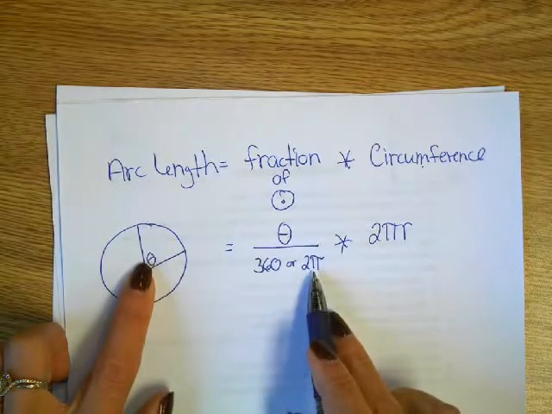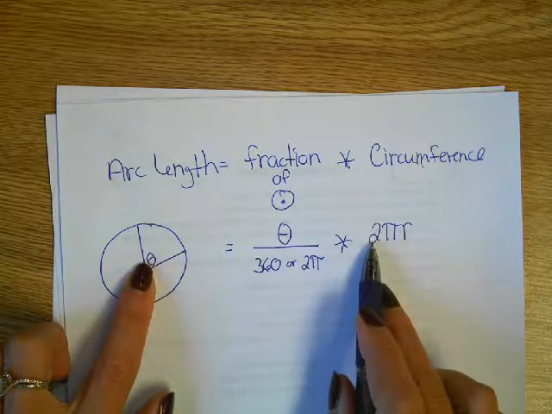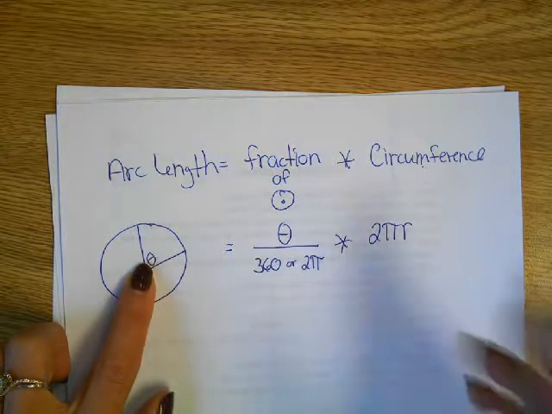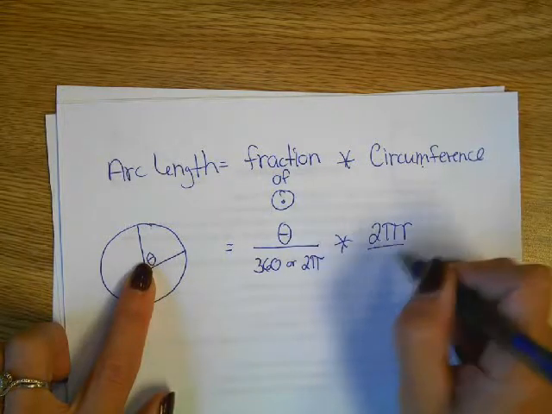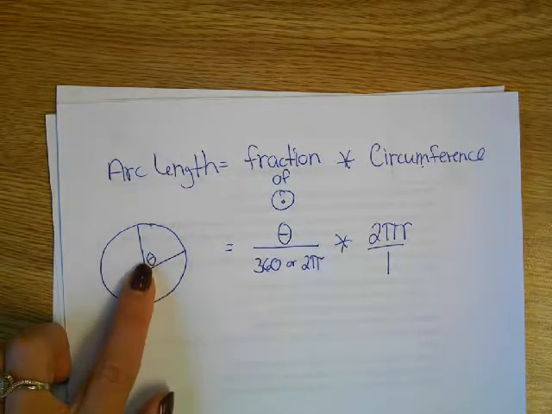Reason being, if I'm in radians over here, the 2 pi will just cancel out nicely. Or if I have pi d, it's not quite as nice of a cancel. So I'm going to choose 2 pi r for this. So there's our formula. Now let's just execute it.